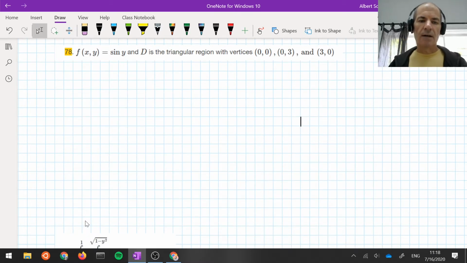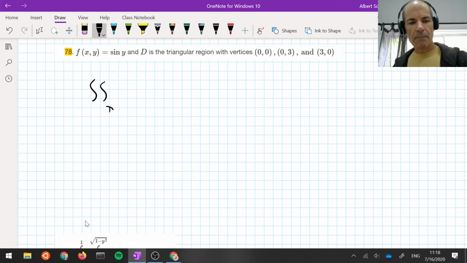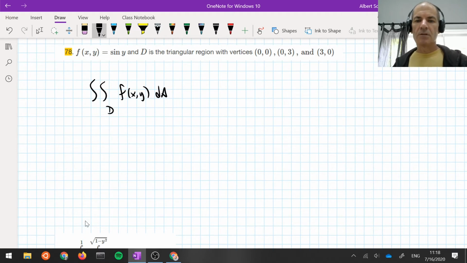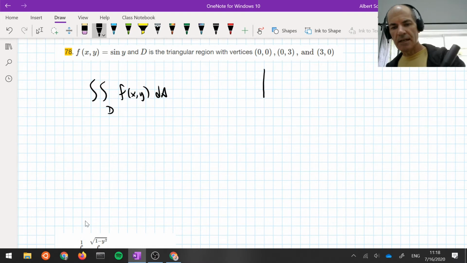All right, exercise 78, same thing. We want to find the integral of this function, f of x and y, over the region D. So we don't have a sketch, so let's construct a sketch.